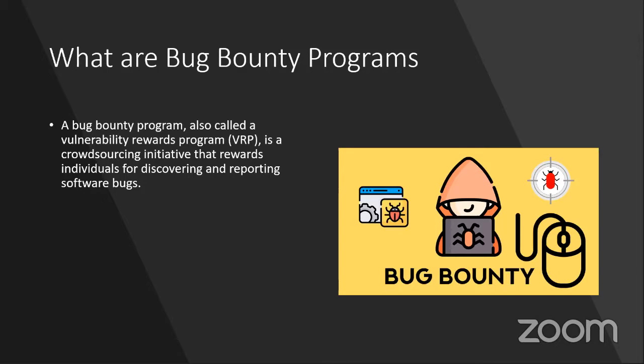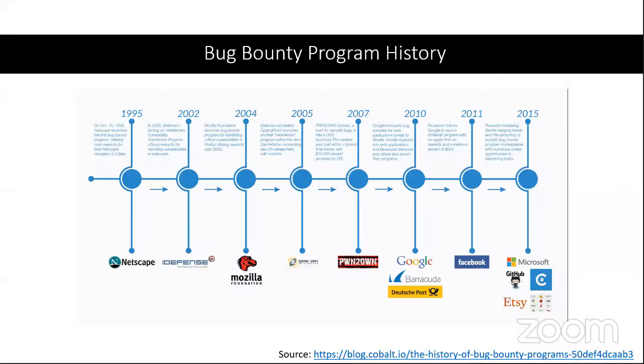Okay, so now the question comes: the bug bounty program history, how it all started. The very first bug bounty program was launched by Netscape in 1995. They launched this program on October 10, 1995. Then iDefense in 2002. The Mozilla Foundation launched this program in 2004. Then Zero Day Initiative started a bug bounty program in 2005. In 2007 and on, Google, Barracuda, Dutch Post, etc. They all started their bug bounty programs in 2010.